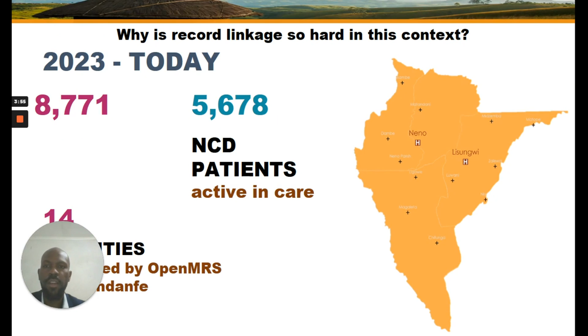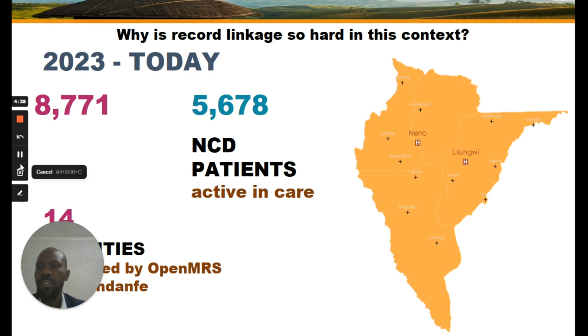So this work is of the utmost importance, and it's really hard in our context because when you look at the electronic medical record system OpenMRS that we use, we have over 8,500 patients and 5,678 NCD patients who are active in care, over 14 health facilities. So to link it, it's such a tough task, which required us to explore probabilistic methods to link the patients between the two systems.